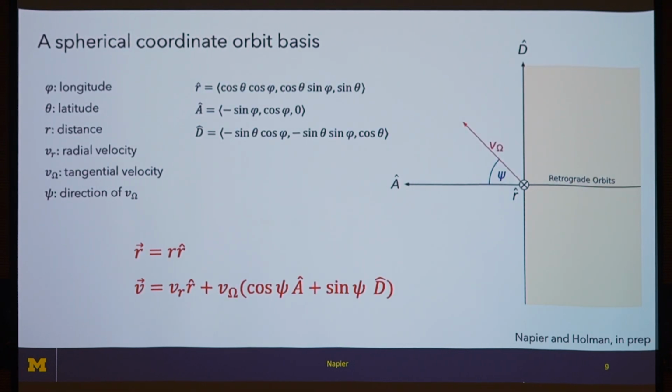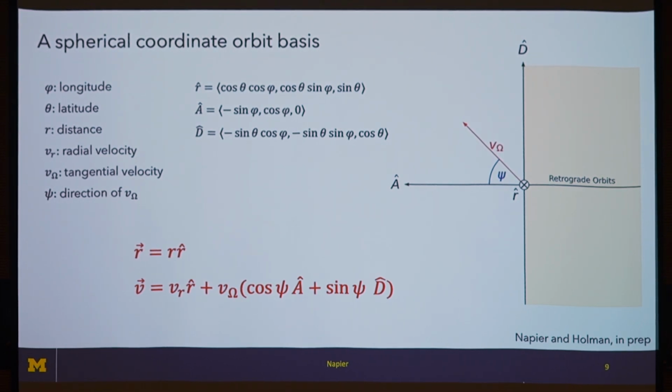So I'm going to teach you a new orbital basis quickly. Phi is the longitude, and theta is the latitude on the barycentric sphere. So now we can create this right-handed coordinate system, r hat, a hat, d hat, where r hat is into the board, d hat runs up along lines of declination, and A hat runs left along lines of RA. R is the distance of the body to the coordinate origin.